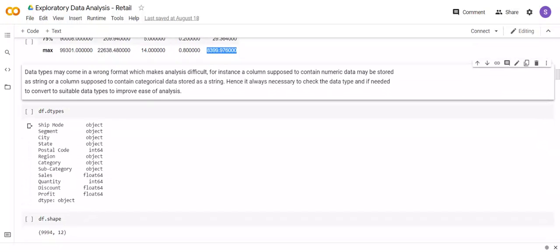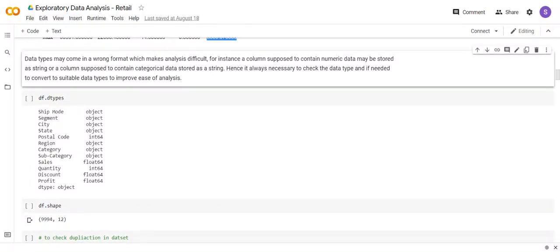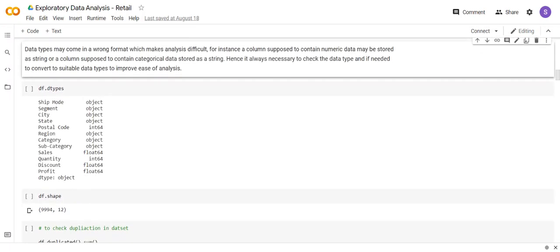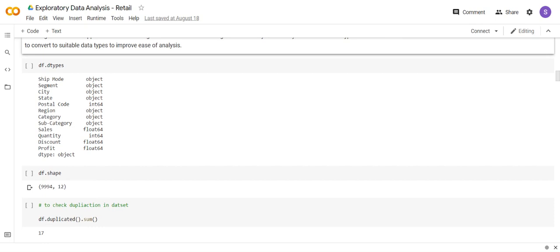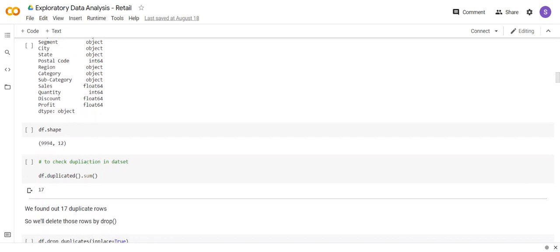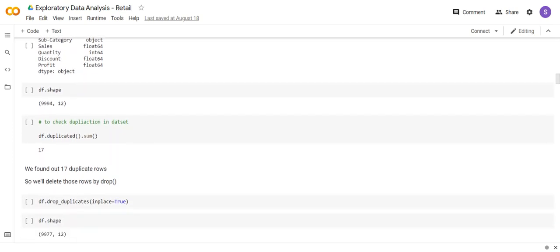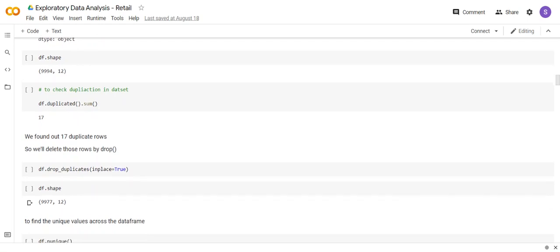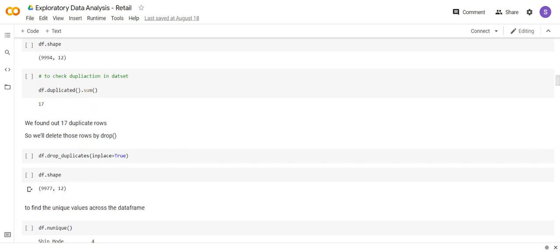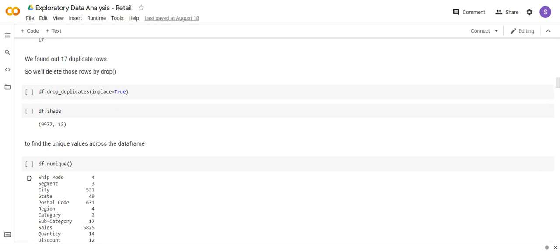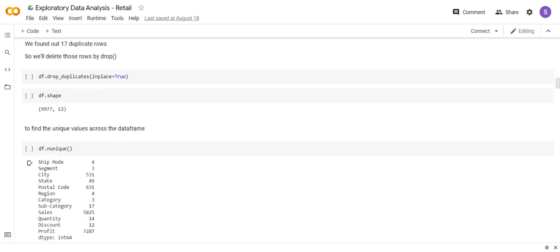Here we are looking at the data types, if these are correct in the data set or need to be changed. But as we can see, the data types of the data set are correct. Now with the shape, we are checking how many rows and columns we have in the data set. Here we are checking how many duplicates we have. What we have found out here is that we have 17 duplicate rows. So we are dropping all the duplicate items in the data set. After that, what we got in the shape is 9,977 rows and 12 columns.